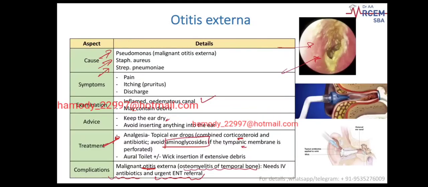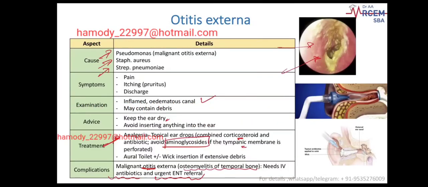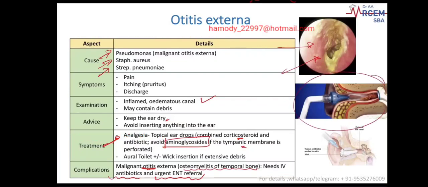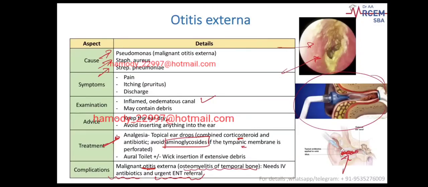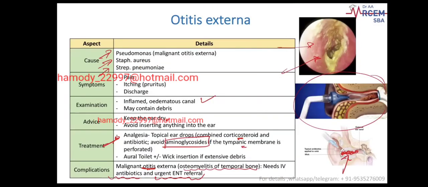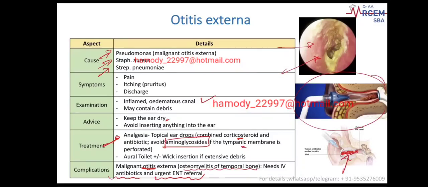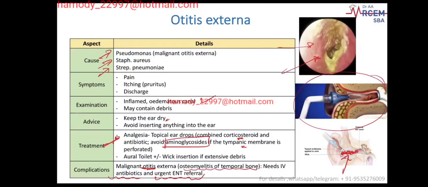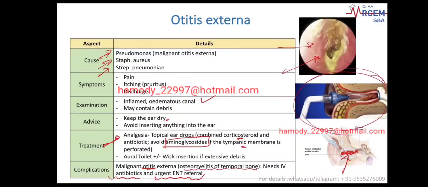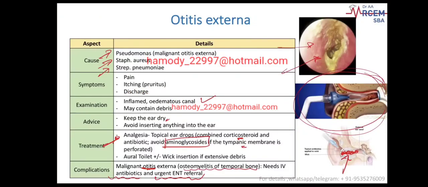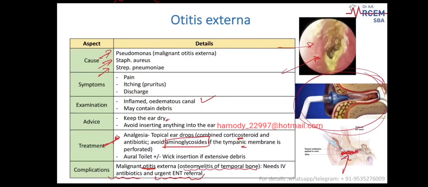Sometimes the debris might be a lot. Then you do something known as aural toilet. Basically, wash out the external ear canal, then place a wick. This is nothing but cotton wool or a gauze piece. You make a wick and place it in there so that the debris gets absorbed. So you need to clean it before you can really visualize the tympanic membrane if it is a severe infection or debris is plentiful.